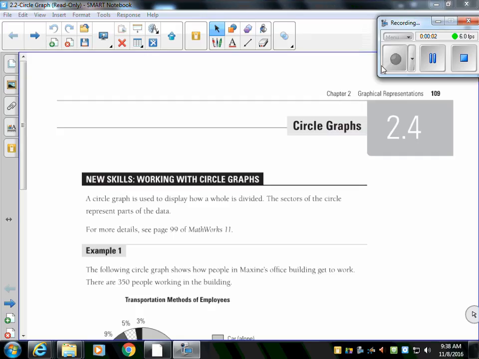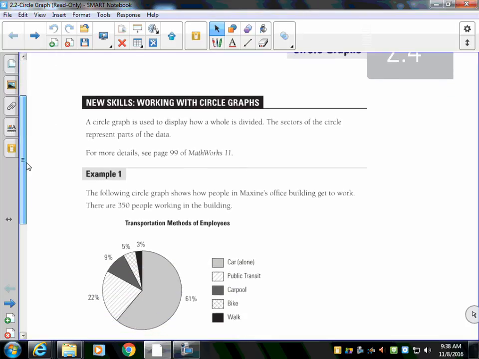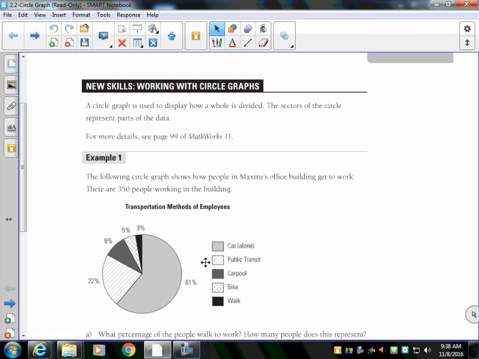So today we're going to work with circle graphs. It's the last section of our unit here. A circle graph is basically a pie chart. It's used to display a whole that's divided into parts. The sectors of the circle represent parts of the data.